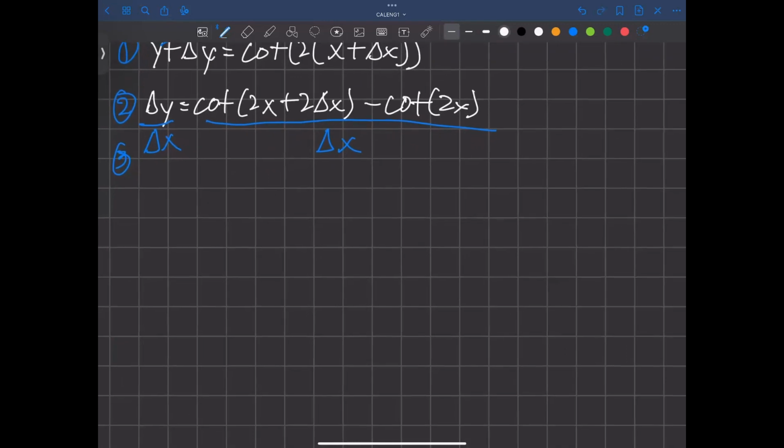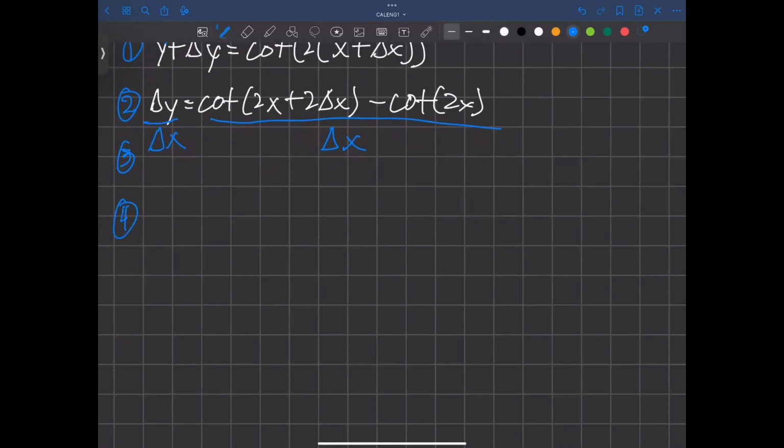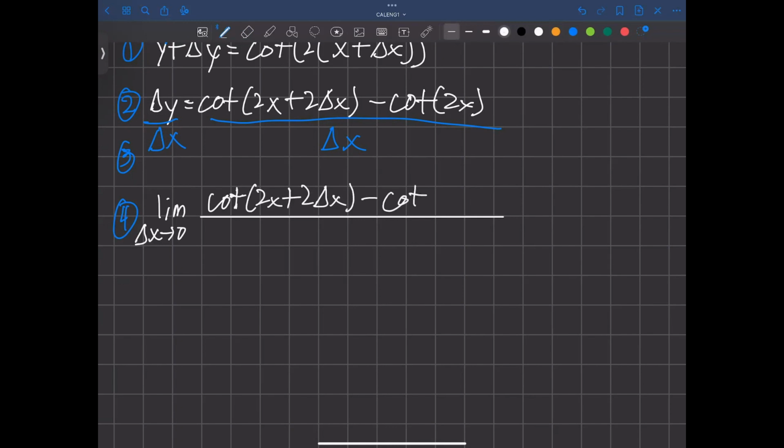And lastly, for the fourth step, we'll find the limit of the function as delta x approaches 0. So that would give us the limit of cotangent 2x plus 2 delta x minus cotangent 2x, over delta x. Next, we just have to evaluate the function with the limit.